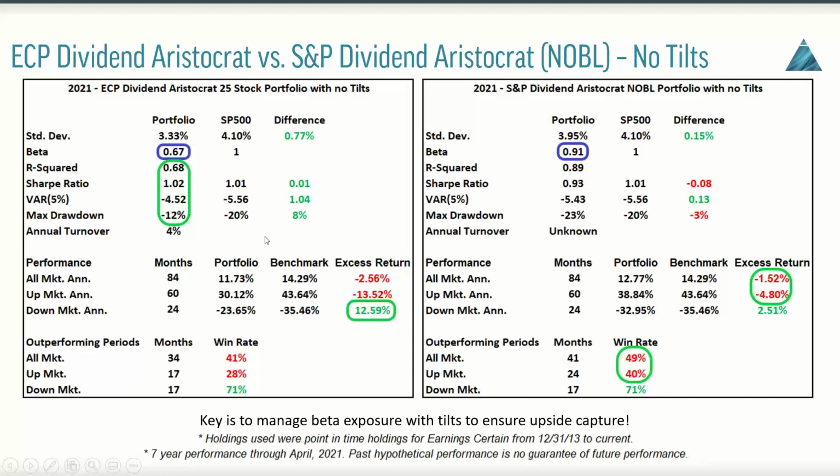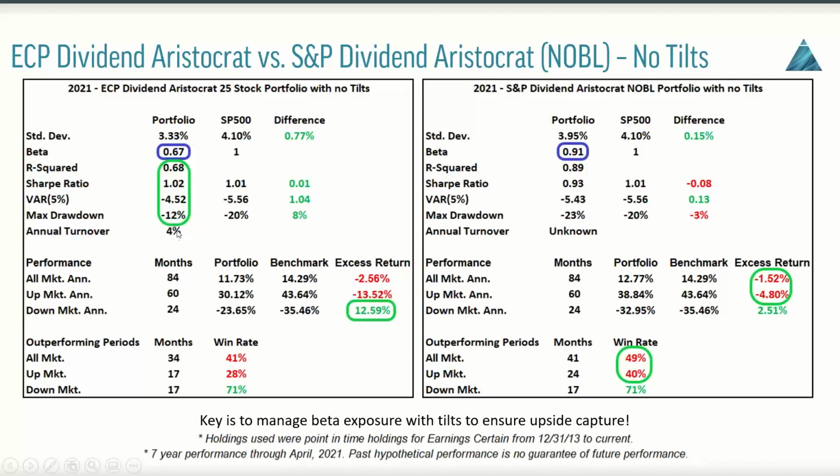Max drawdown is literally half of NOBL, and we saw this, right? We saw this last year during the COVID downturn. The ECP Dividend Aristocrat portfolio was just absolutely crushing NOBL. And you can see that here.